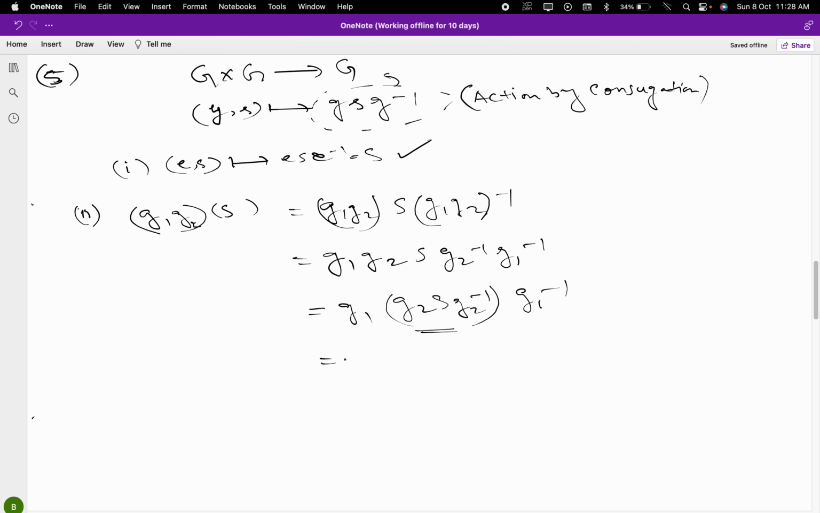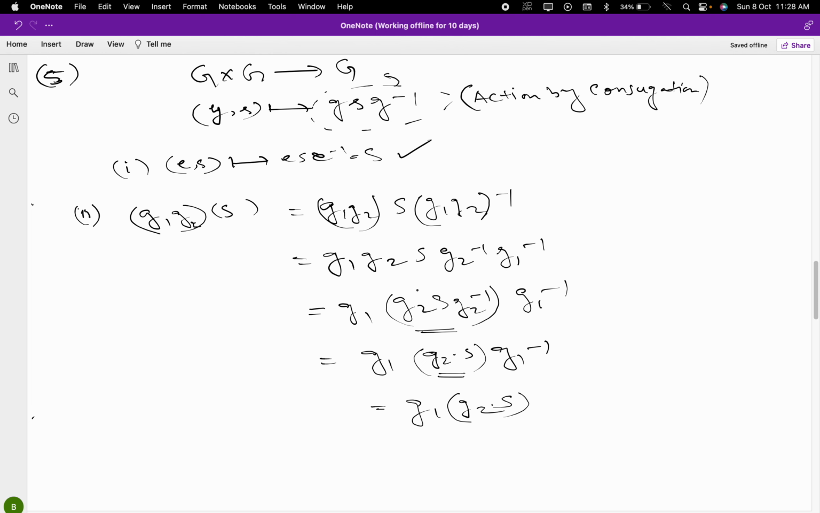What is this? It is G1 of, actually this is also G2S, but you can take G2 dot S, because G2 of S is actually defined like that, right? G2 of S is actually defined like that. And G1 inverse, and this is an entire, and you can definitely take G1 of G2S, G2 dot S, right?